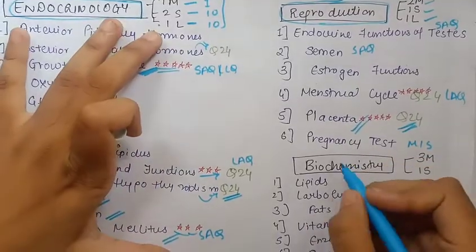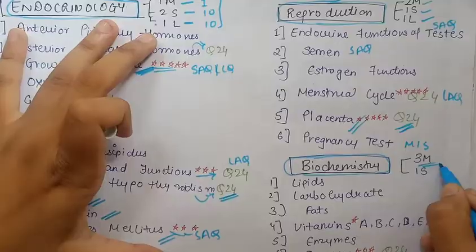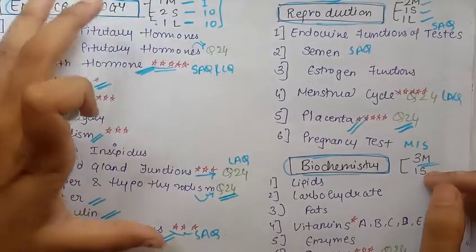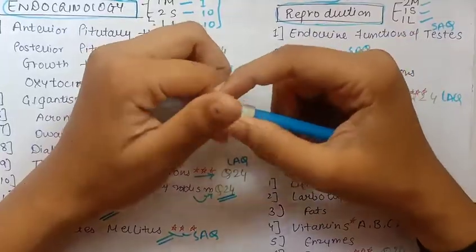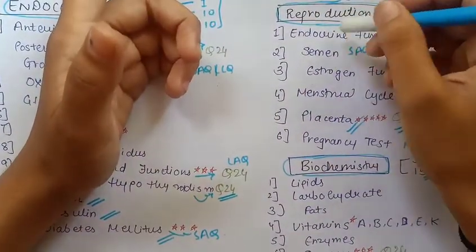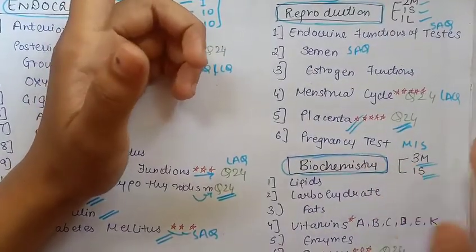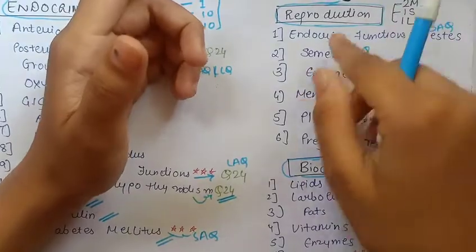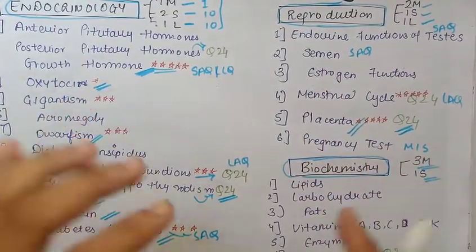Then we have biochemistry in physiology paper 2. 3 MCQ and 1 SAQ will be present from biochemistry. If you don't know the paper pattern, I have already made one video on paper pattern, so that you all know which question will be asked from which topic. So biochemistry is important. Go check my playlist, and you will find the paper pattern of physiology.